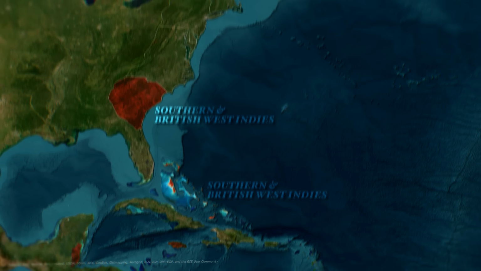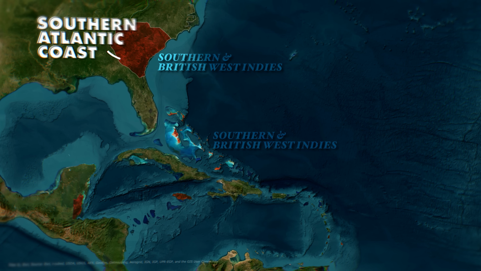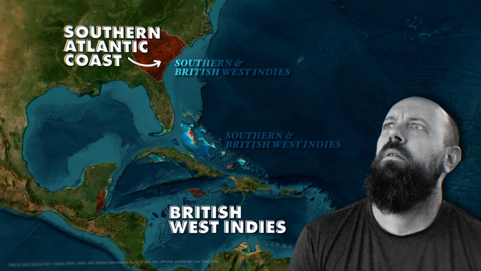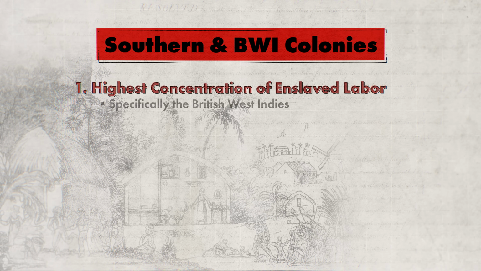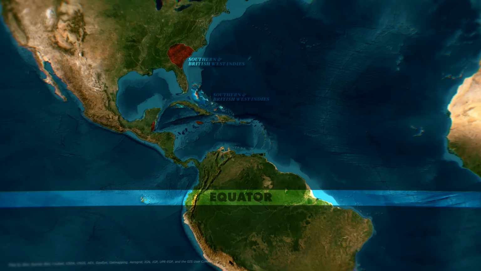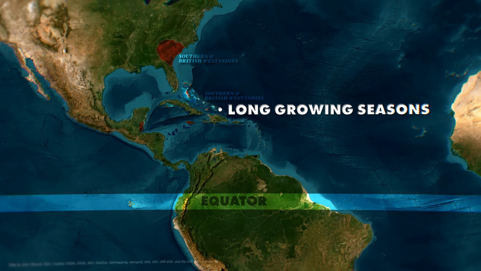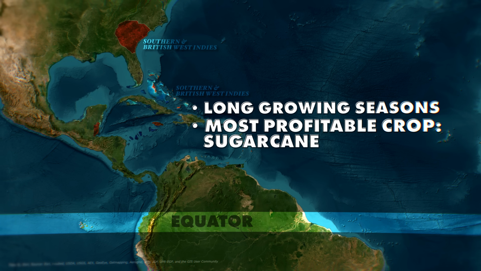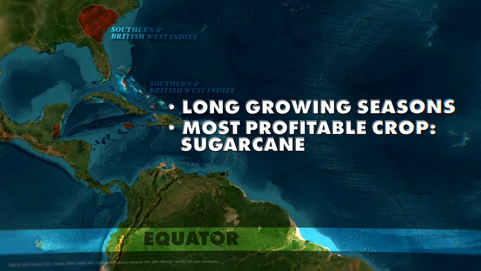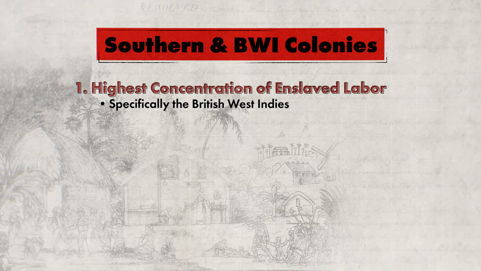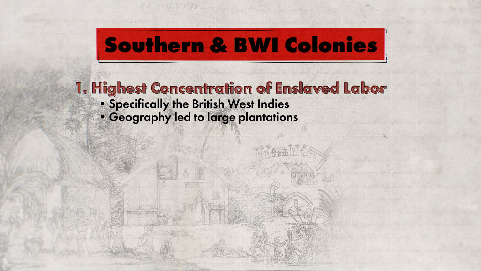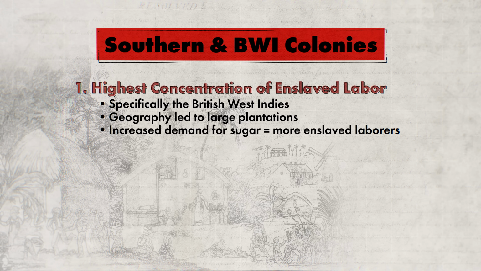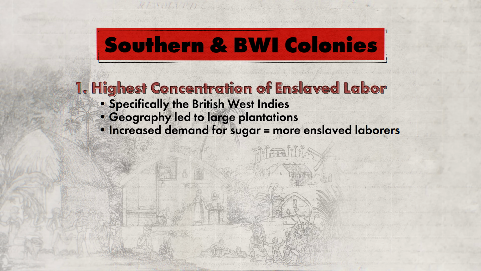Okay, and finally, let's head all the way down south and consider the British colonies on the southern Atlantic coast and the British West Indies. Now, by far the highest concentration of enslaved labor was found in the British West Indies. Thanks to its proximity to the equator, these islands enjoyed long, warm growing seasons, and it quickly became apparent that the most profitable crop to grow here would be sugarcane. Now, geographically, that situation led to the chief feature of the land, namely large, sprawling plantations. And as demand for sugar spiked throughout Europe, that intensified demand for enslaved laborers from Africa.